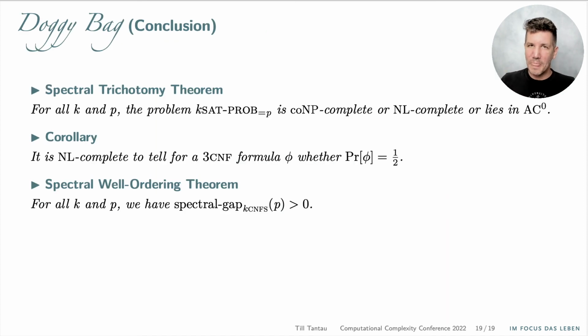Okay, this was a lot to digest, I guess, and as in a restaurant, I'm going to give something in a doggy bag to take home. There are three things that you may have wished to have another look at. The spectral trichotomy theorem says that for all k and P, telling whether a k-CNF formula has satisfaction probability exactly P is kernel-P-complete or NL-complete or lies in AC0. One particular case is for 3-CNFs: telling whether exactly half of the assignments are true is NL-complete. And the spectral well-ordering theorem says that for all k and P, we have a positive spectral gap, and this is where all of that follows from.